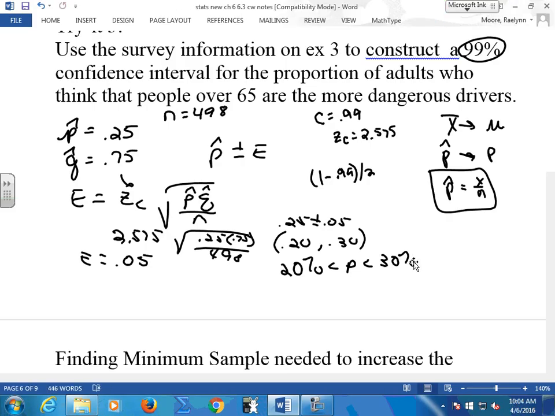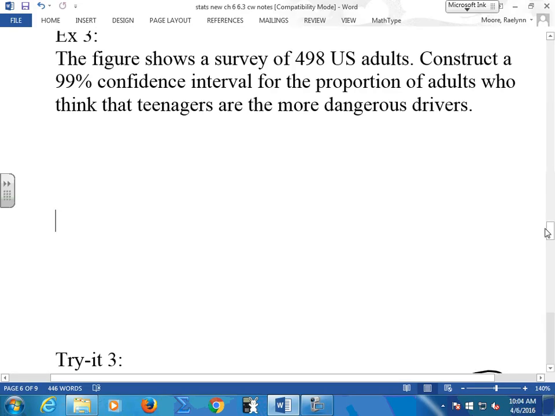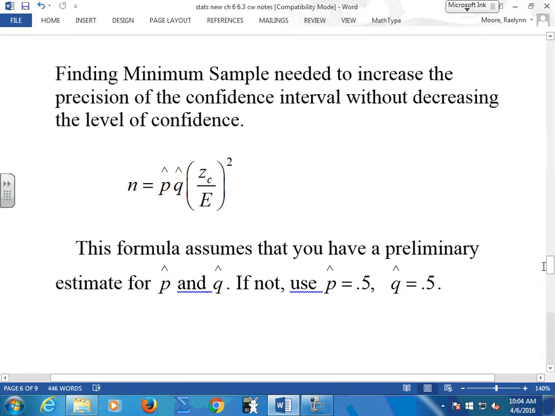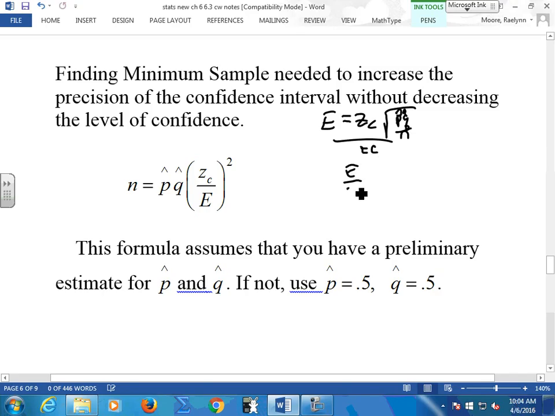Remember we did this with the z-score, but we did not do it with the t-score. So with the z-score, we found your sample size. And we're going to do the same thing for proportions. Only it has its own formula because it comes off of this. So if you squared both sides, or first divide this by ZC. Let's divide this by ZC first. And then you squared both sides. You get this.